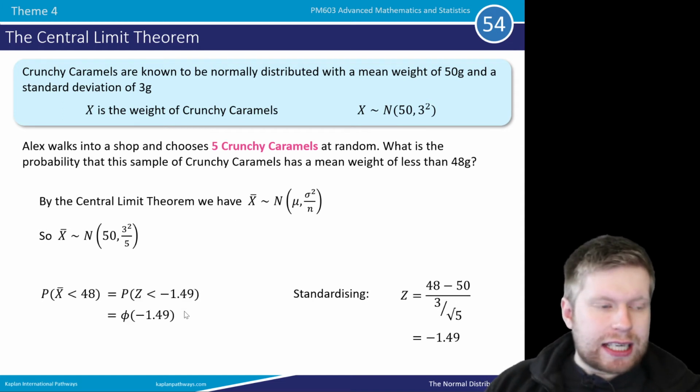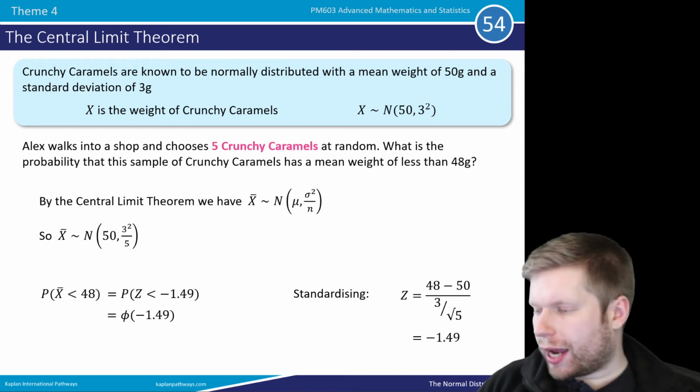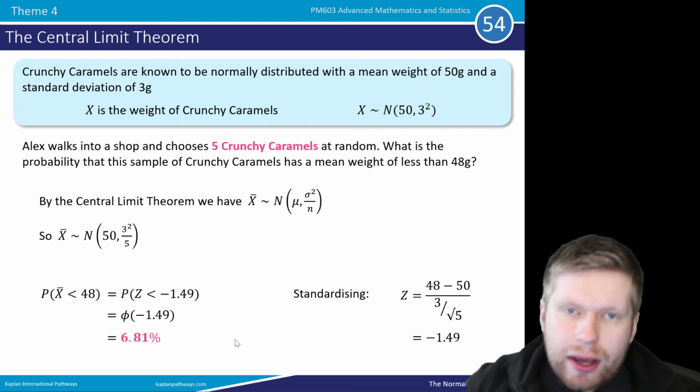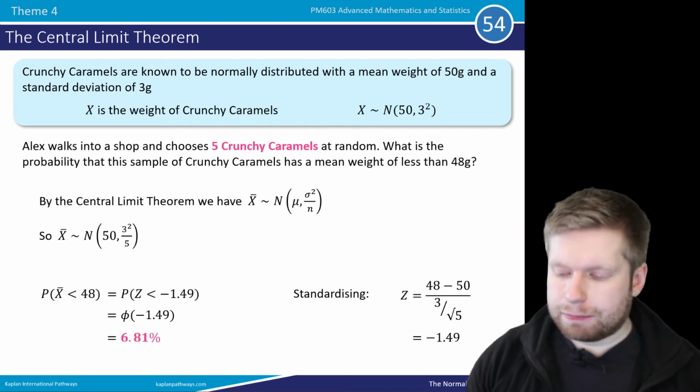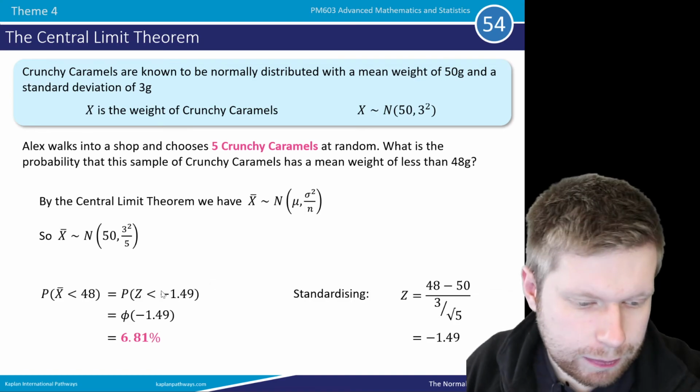So in other words, I just need to look up the probability of obtaining a value less than 1.49 units of standard deviation below the mean. Look that up in the tables, and I find that's 6.81%. So let's just have a look at that then.